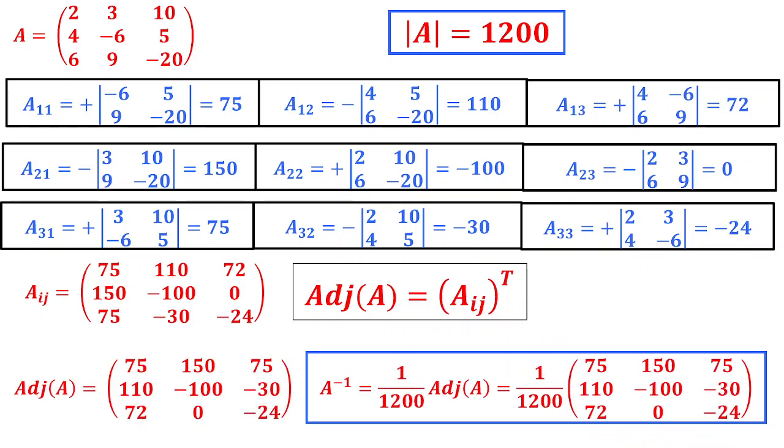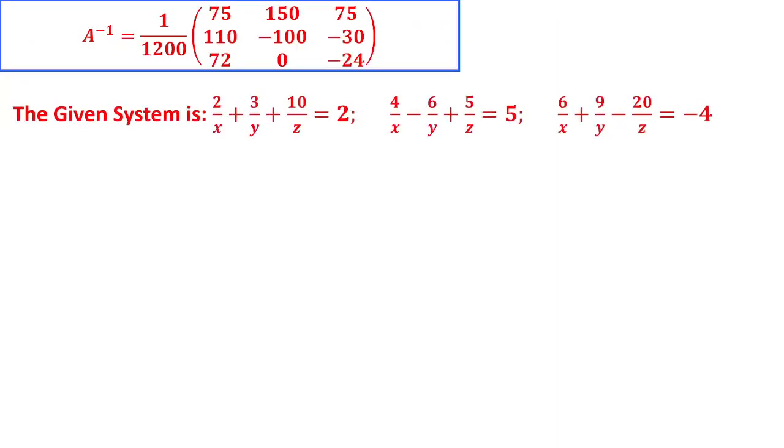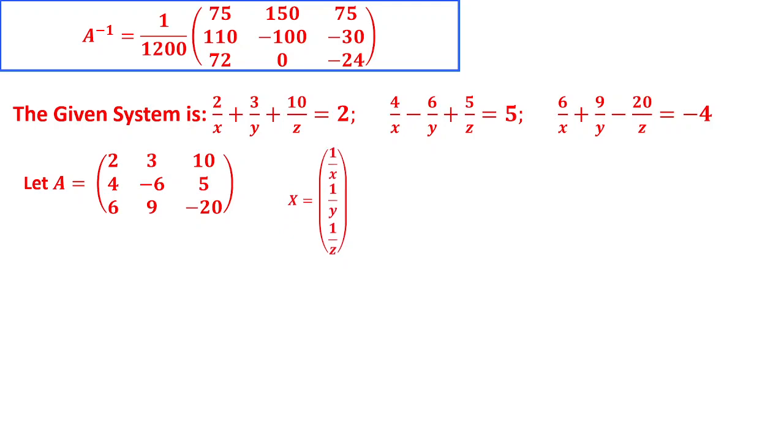Now how to get the A inverse? It is 1 by determinant A into adjoint. Therefore I have written it over there. Don't try to bring the 1200 inside. It is of no use. Okay. Now the given system is like this. How to write? Capital A is nothing but the coefficient matrix. Capital X is the variable matrix. Capital B is the right hand side matrix.